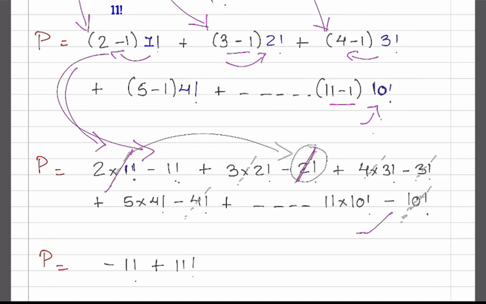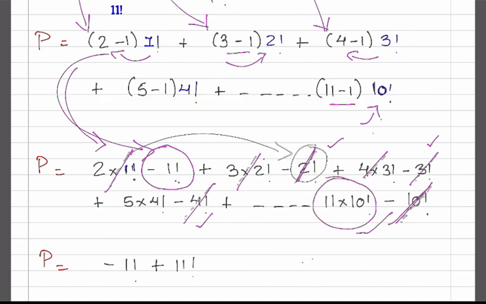3 into 2 factorial is nothing but 3 factorial. So this 3 factorial and this 3 factorial get cancelled. 4 into 3 factorial is nothing but 4 factorial. This plus 4 factorial and minus 4 factorial get cancelled. So what is the pattern here? This minus factorial is always getting cancelled apart from this minus 1 factorial. So in the end my minus 10 factorial will also get cancelled from the number which is coming in the previous. So what am I left with? After all the cutting, I am just left with these two numbers.